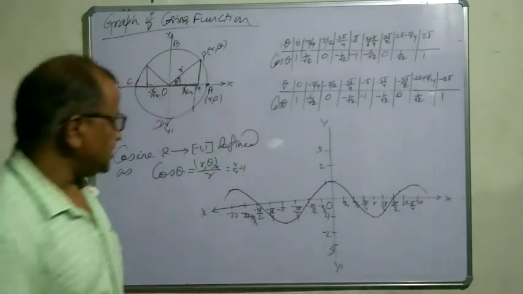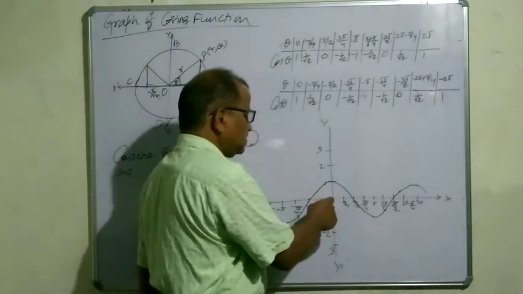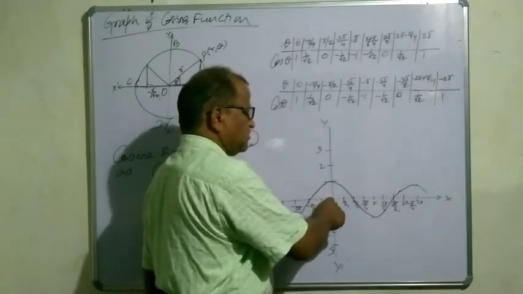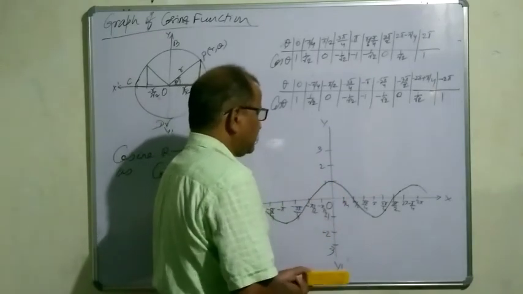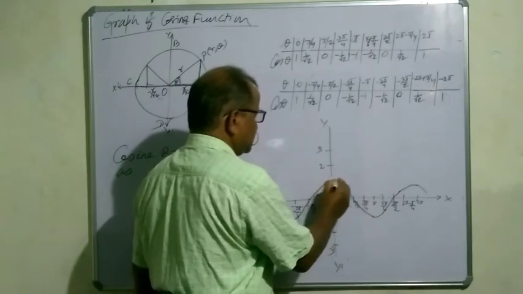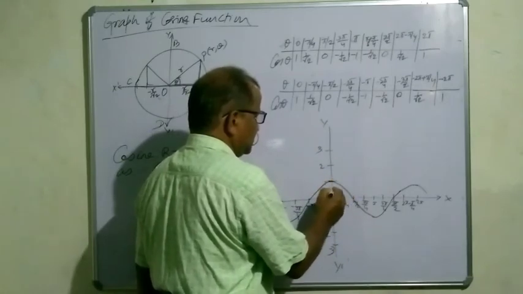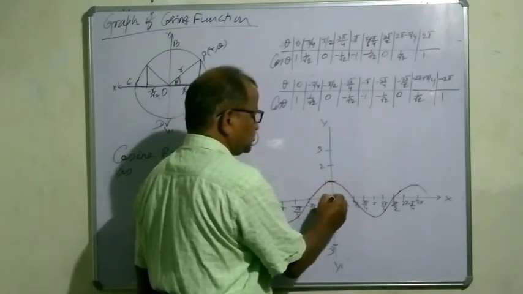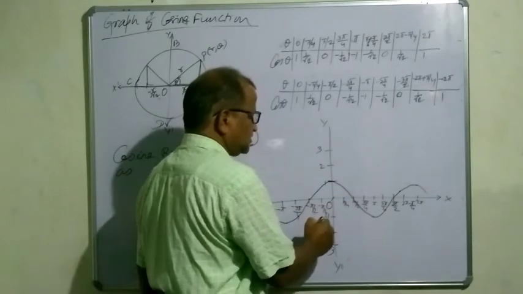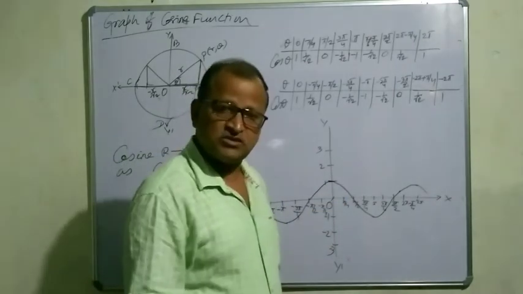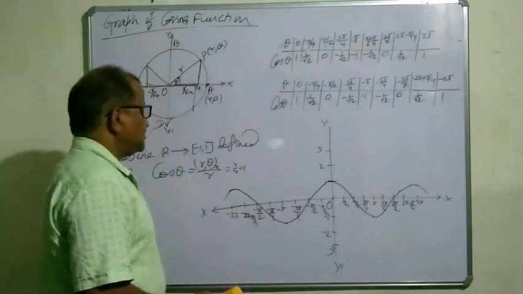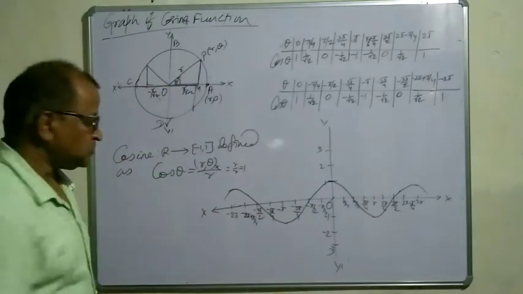Yes, you see, in case of the sine function it starts from here. That means the peak point, the highest point of the cosine function, is this at x equal to 0, but at x equal to 0 the sine function is 0. Okay, yes, this is the graph of your cosine function.